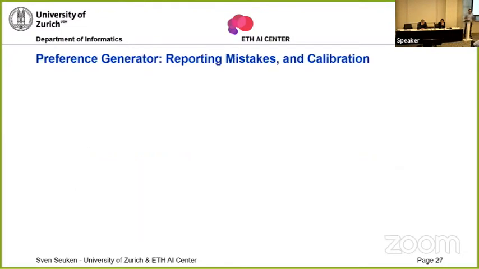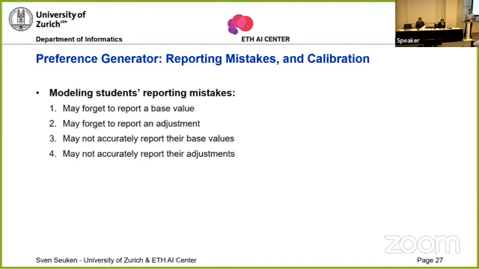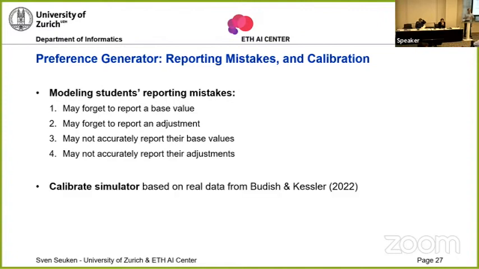So to evaluate the 2 mechanisms, we designed a new simulator using a similar approach as what Kevin described. We paid particular attention to how to model the students' reporting mistakes. And we allow students to forget a base value, forget an adjustment, make mistakes when reporting a base value, or make mistakes when reporting an adjustment. And then we fitted the simulator based on the real data that Budish and Kessler reported in their 2022 paper.